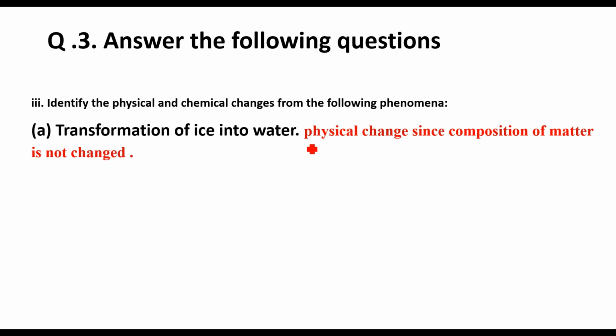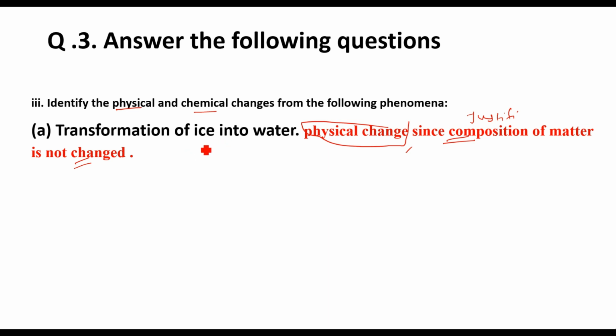So transformation of ice into water, it is which type of change? Because the question is about physical or chemical change. So I have written it is a physical change. But why? Since the composition of matter is not changed. This is what we call justification.